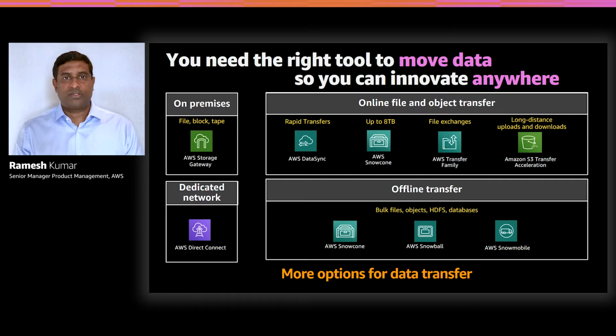You see the AWS Transfer Family, which enables you to directly transfer files in and out of Amazon S3. The Transfer Family supports FTP, secure FTP, and FTP over SSL. And then you have Amazon S3 Transfer Acceleration, which speeds up content transfers in and out of Amazon S3 by up to 50 to 500%, especially for long-distance transfers of large objects.